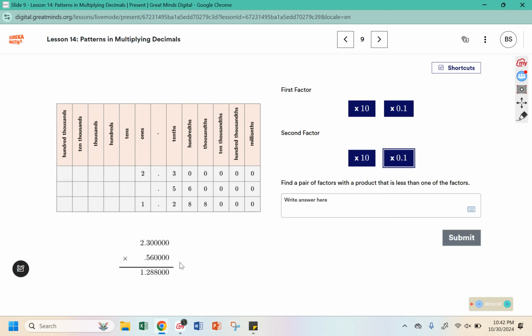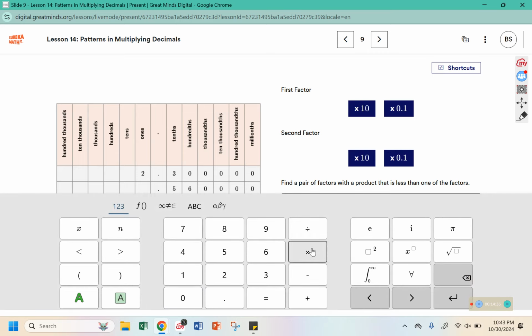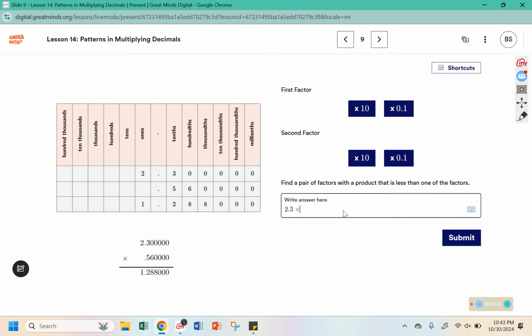Here, I have 2.3 and 0.56. It says find a pair of factors with a product, so an answer that is less than one of the factors. Well, the answer 1.288 is smaller than 2.3. So we've got 2.3 times 0.56.